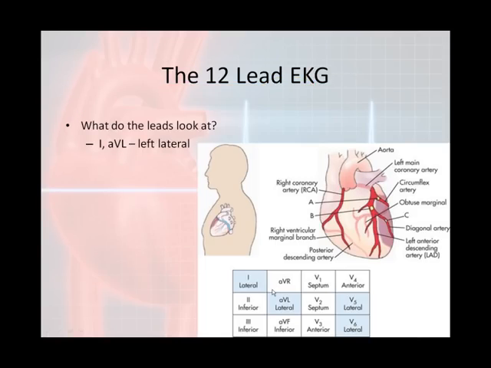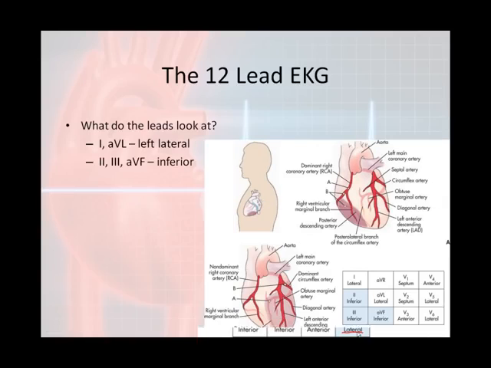So now what do the leads actually look at? Leads 1 and AVL, V5, and V6: if you're looking at a standard 12 lead, lead 1 and AVL are your lateral, V5 and V6 are your lateral. They're always going to be located right there. Leads 2, 3, and AVF, of course, are looking at the inferior wall of the heart. All three of those leads are going to be located in the lower left corner of the 12 lead, and they are connected, 2, 3, and AVF.